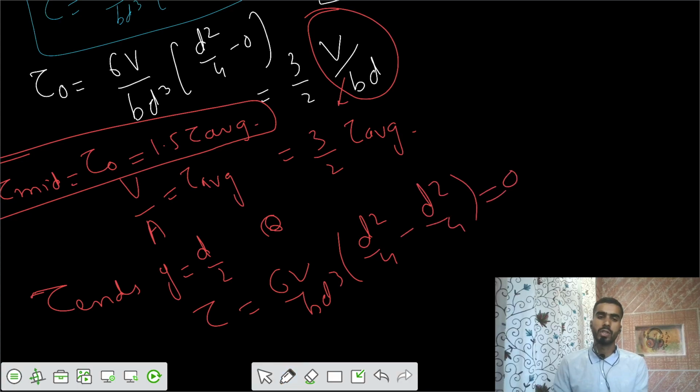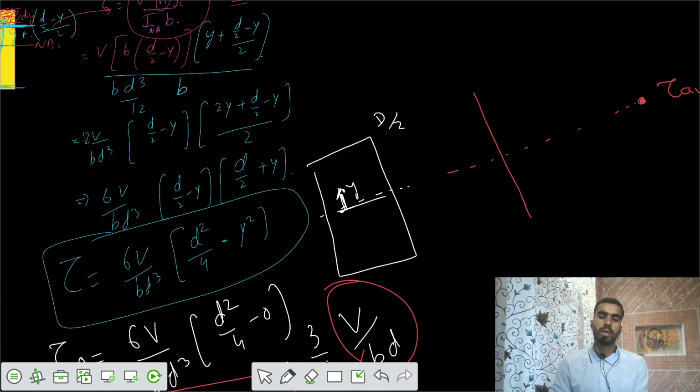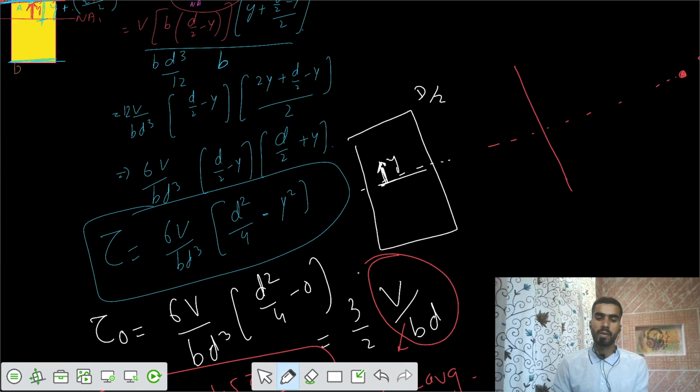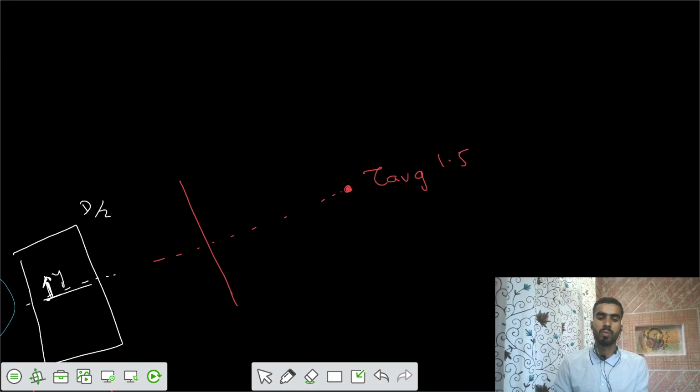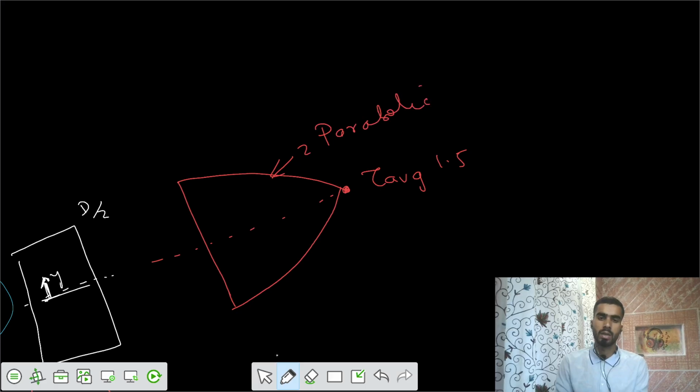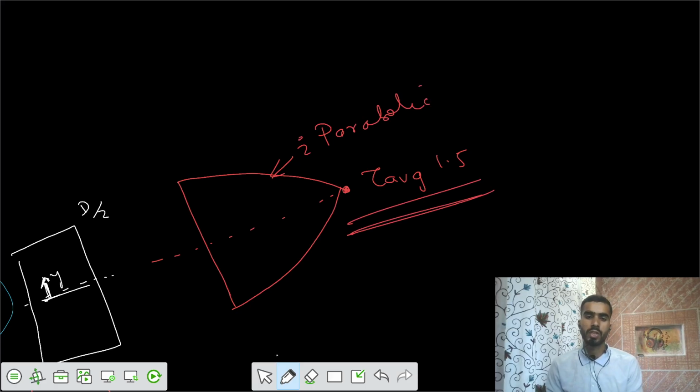So we have the shear stress variation from 0 to 1.5 times tau average, and we have the equation that tau is a function of y square, a parabolic variation. So we have a parabolic variation between the 2 points, a 2 degree parabolic variation. So we got the shear stress variation along the depth of the cross section.